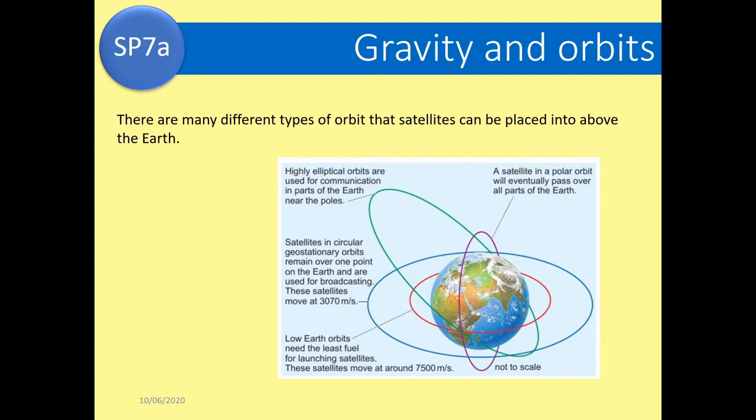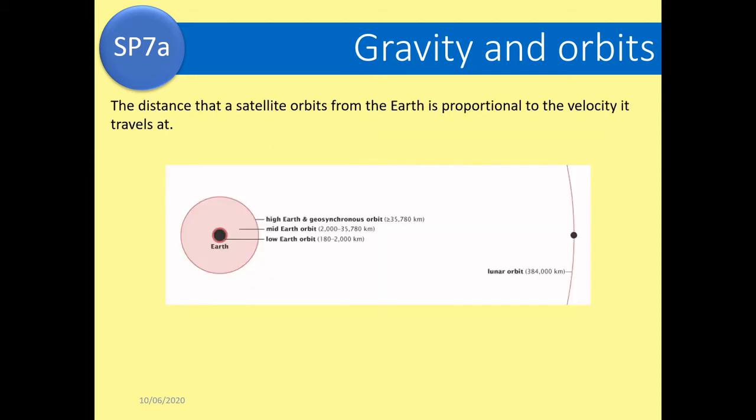Okay, we're going to move on to look at the different orbit types a satellite can be placed in above the Earth. And there are many different types of orbits that we can put satellites in, depending on their use and depending on what properties they want that orbit to have. Here we have a diagram that shows the three most popular types of orbit for commercial use.